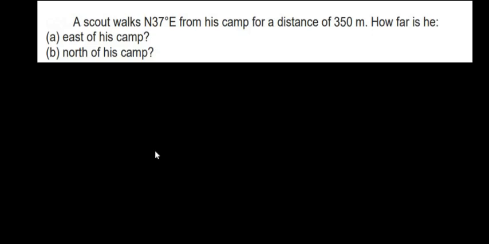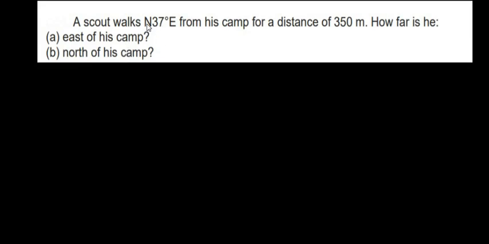This video is an extension on the angle of elevation and angle of depression, where it consists of a different set of questions. So let us quickly start with the first one. A scout walks north to east at an angle of 37 degrees from his camp for a distance of 350 meters. How far is he east of his camp and north of his camp?